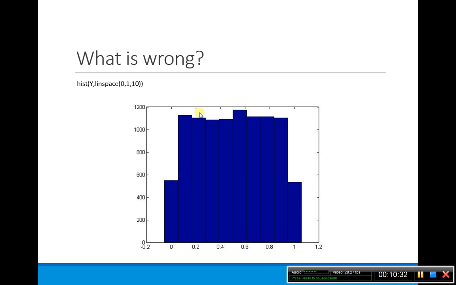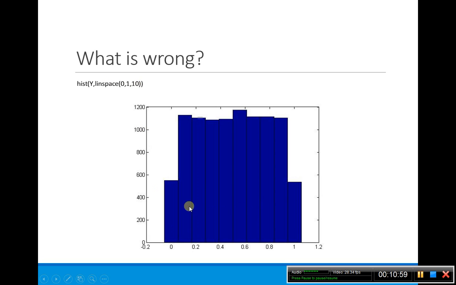Okay, so now what's wrong with this? Remember what the linspace command does? Remember back when we did our little MATLAB tutorial? This linspace command creates a vector between 0 and 1 that is equally spaced in 10 increments. This is not the same as telling the histogram that we want 10 equally spaced increments.